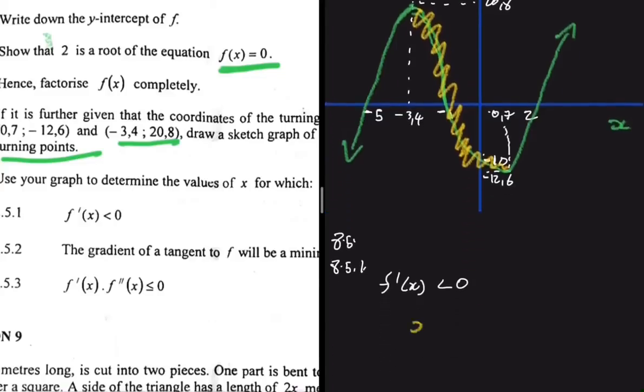So when x is between 0.7 and minus 3.4, yeah, that is where our gradient is negative, right?